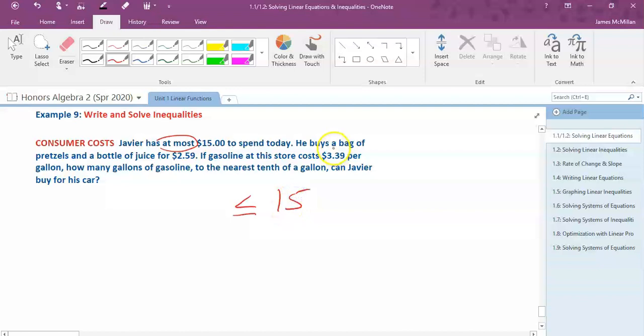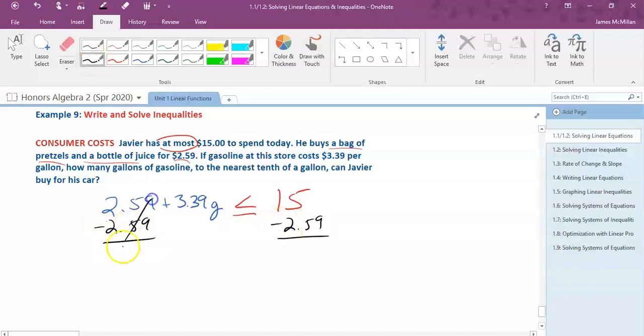Everything on the left-hand side, he bought a bag of pretzels and a bottle of juice for $2.59. So there's no work to do there. That's just the $2.59 together. If gasoline at the store costs $3.39 a gallon, we can tell this was written a few years ago when gas was a little higher, but we're going to times that by the number of gallons of gas that he needs. We're going to subtract the $2.59. And so subtracting that, we're going to get $12.41. And then we're going to divide that by the $3.39.